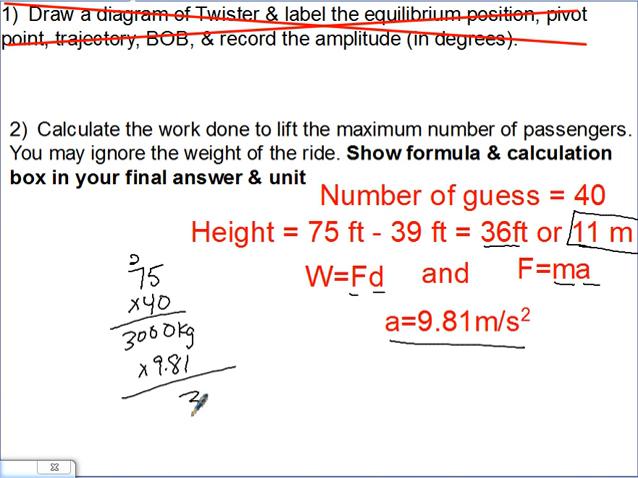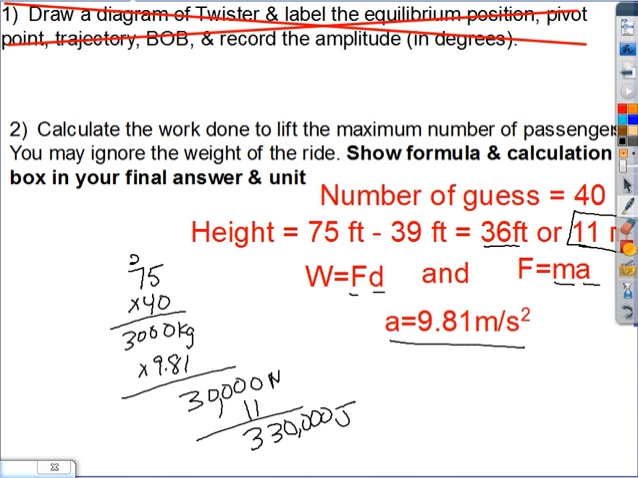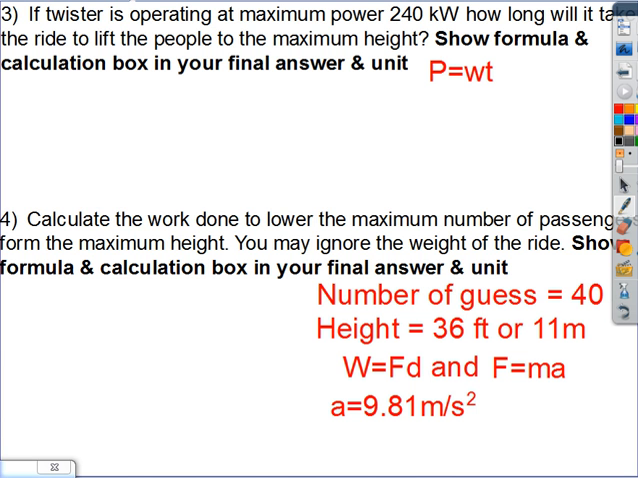And just for simple math, I'm going to do times 10, so that would be 30,000 newtons of force, and that's times the distance of 11 meters. So that means the work done is approximately 330,000 joules of work. Lots of work to lift all those heavy passengers. Okay, moving on to the next one.